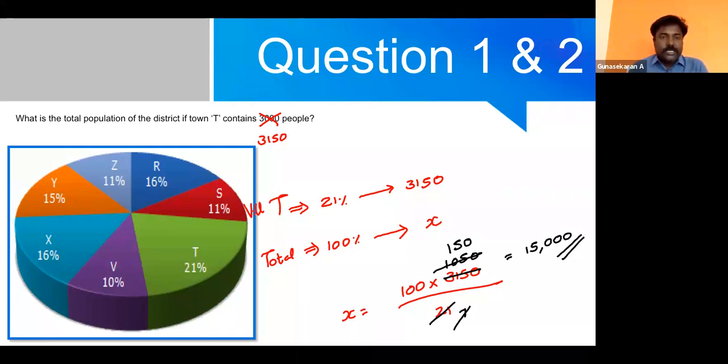Village T population is given. What is the total population they are asking of all the 7 villages? Okay, of the district. In a district, 7 villages are there. Based on that, they are asking some questions. Clear?